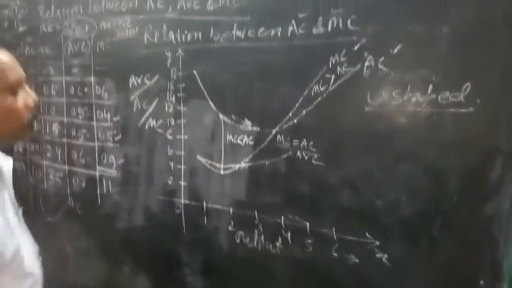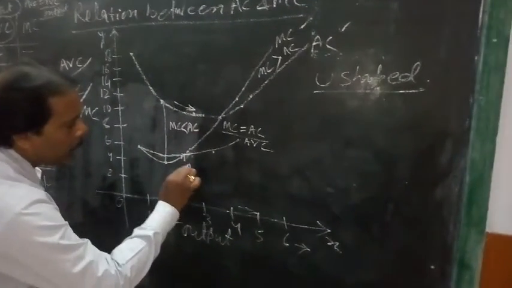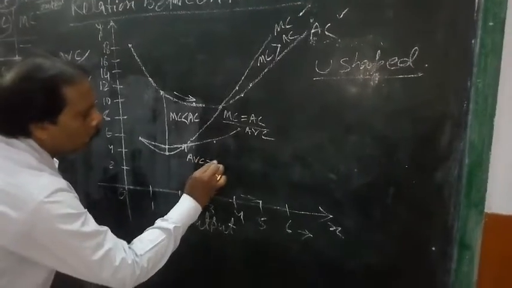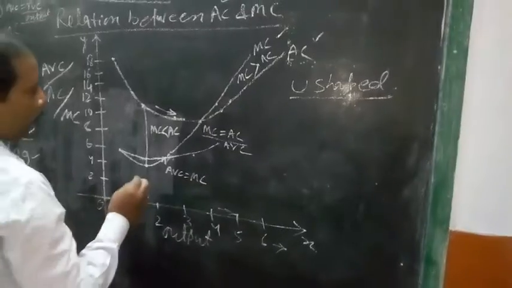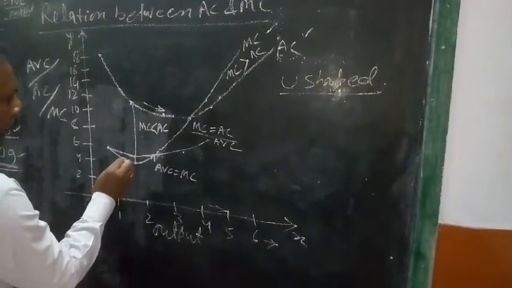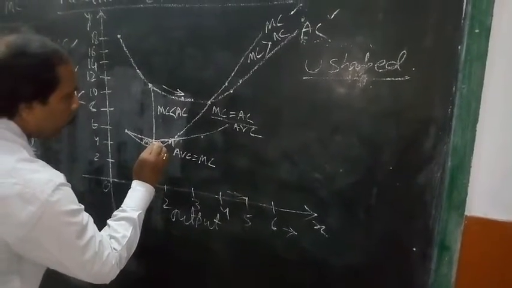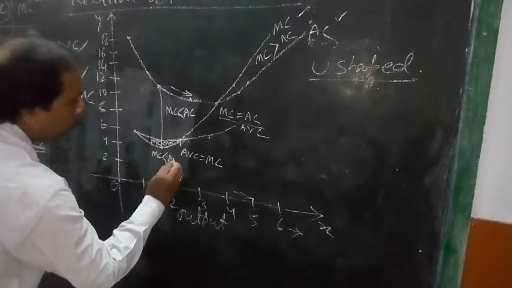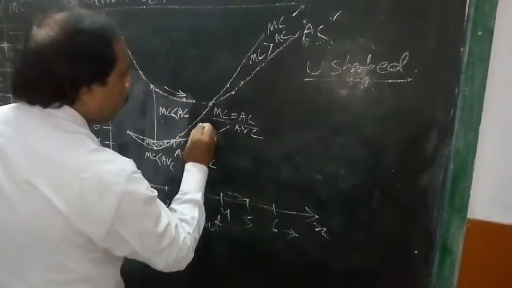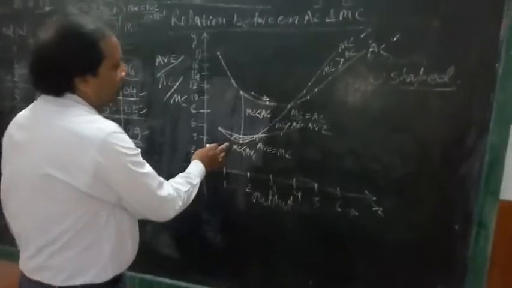Is it clear? So here you find that this is the point where AVC is equal to MC, because this is our MC line. Clear? And this is the point where MC is less than AVC. After that, MC is greater than AVC.